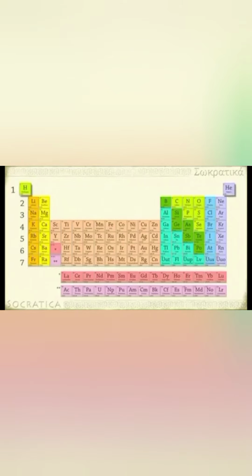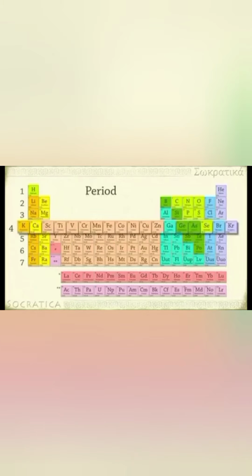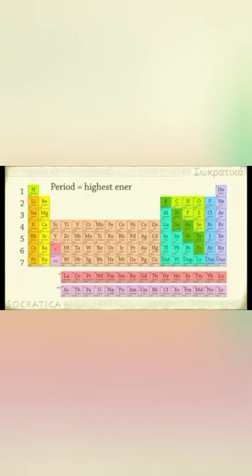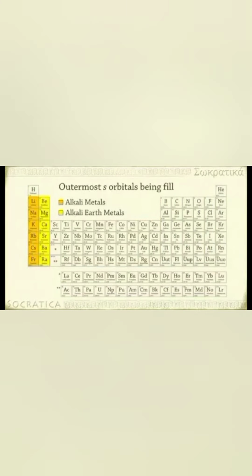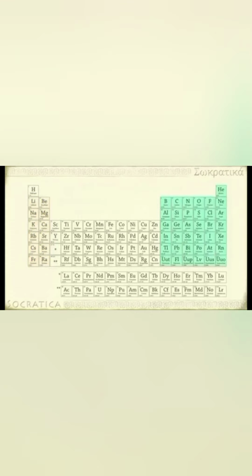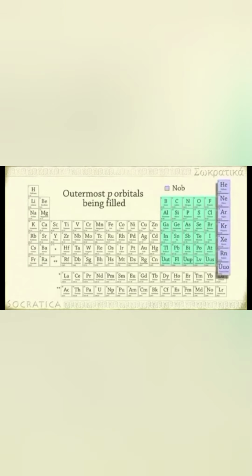There are 7 horizontal rows in the periodic table. These rows are called periods. Each row corresponds to a different energy level occupied by electrons. The 2 groups on the left are the alkali metals and the alkaline earth metals. The s orbitals in the outermost shell of the atom are being filled in these groups. On the right is a block of 6 columns. These elements have the outermost p orbitals being filled. Notice on the far right are the noble gases, which all have a filled valence shell of electrons.